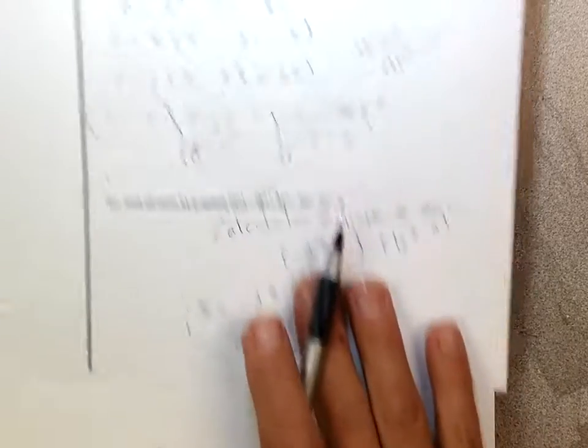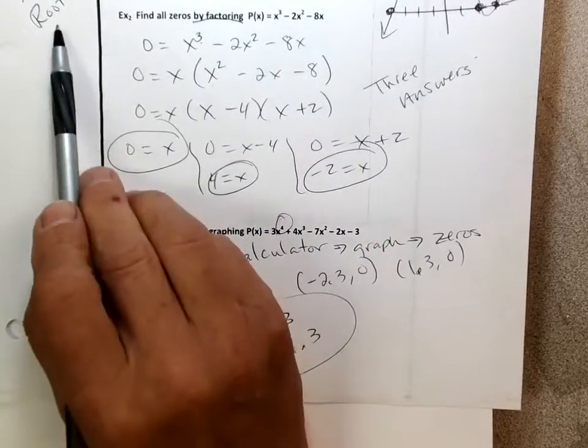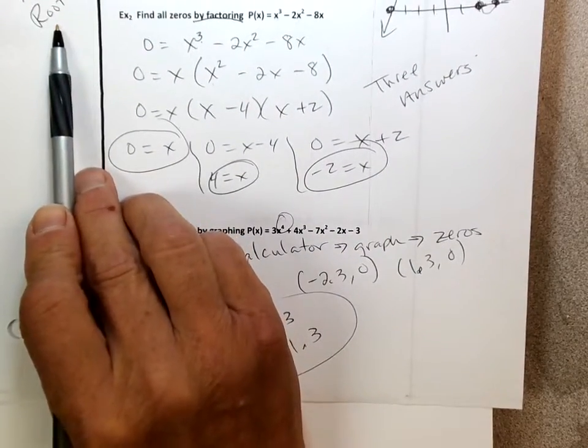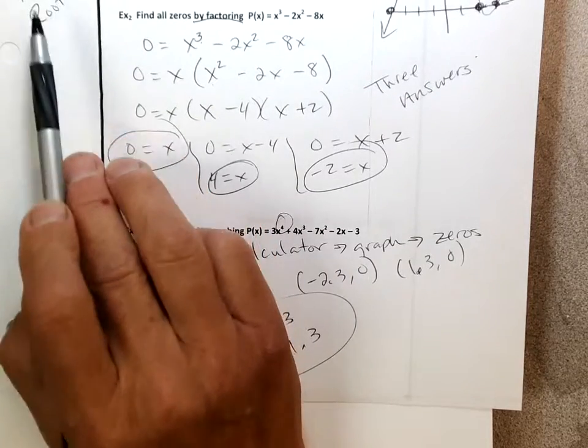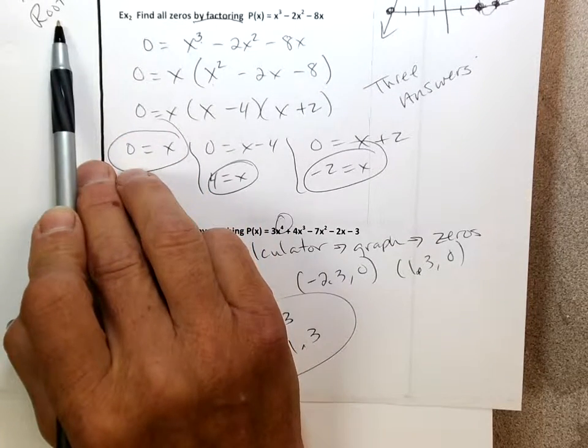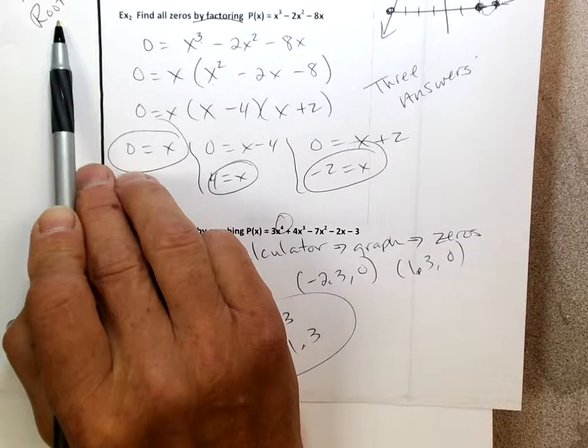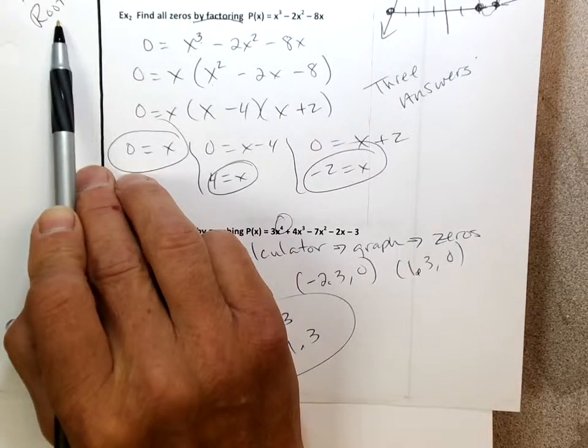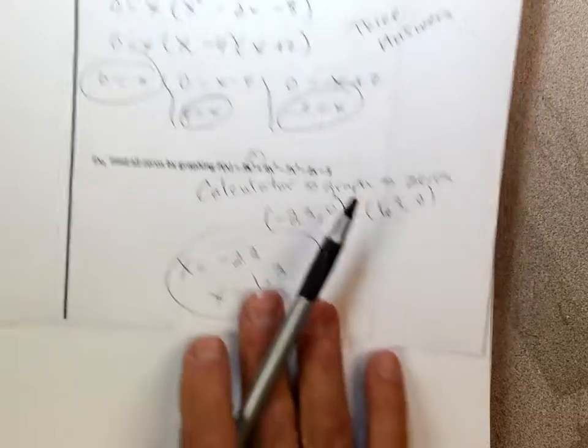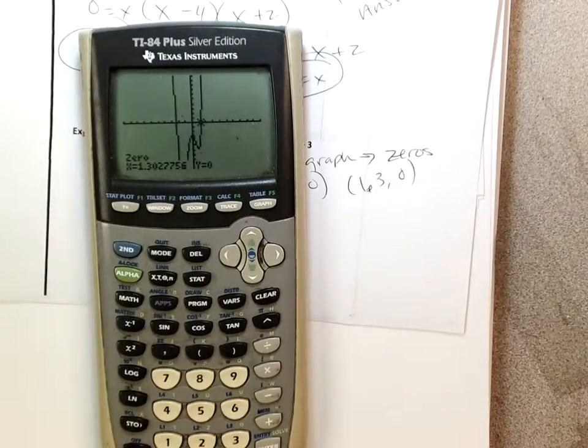And when you get 4 answers, the other 2 are going to be i's. That's when we start to talk about the difference between a root and x-intercepts. Roots can be imaginaries and reals. They'll still be zeros, okay? If they're imaginary, they won't be x-intercepts. Because this graph has got 4 answers, but only 2 of them are real.